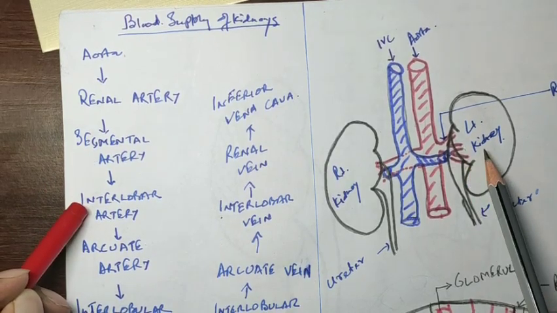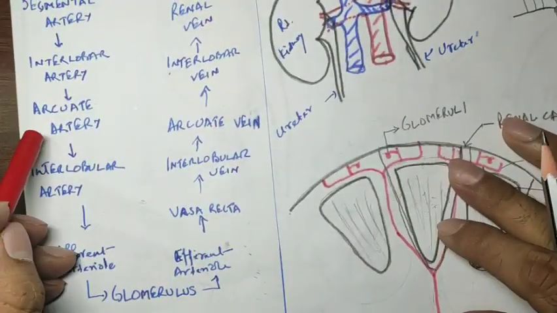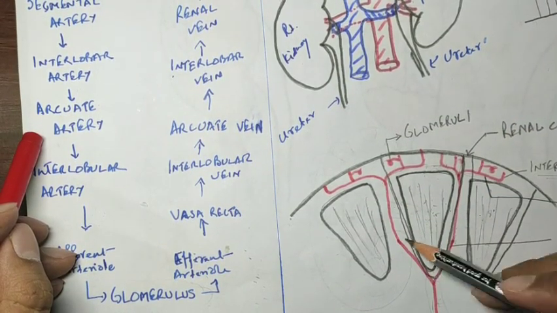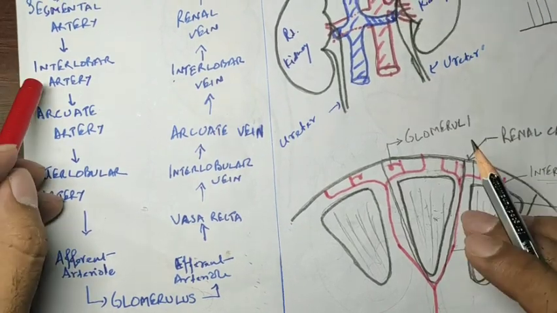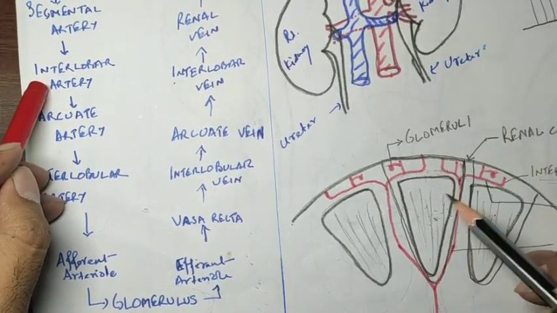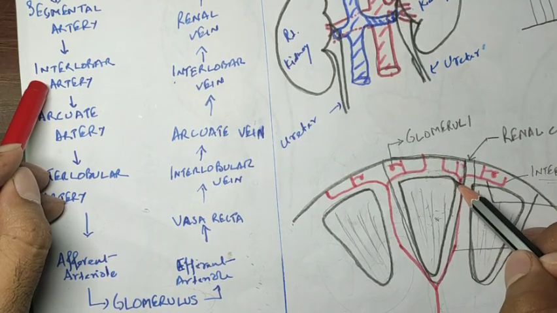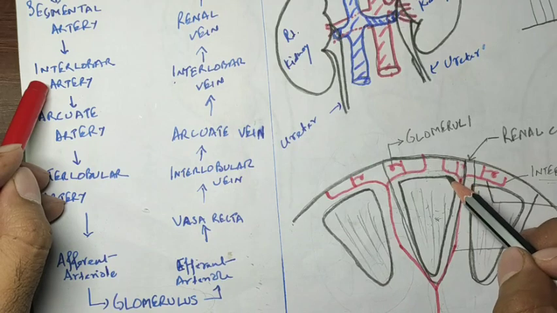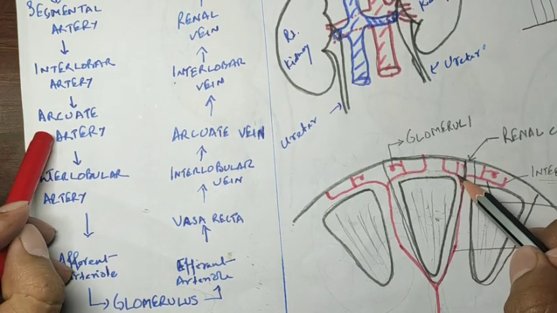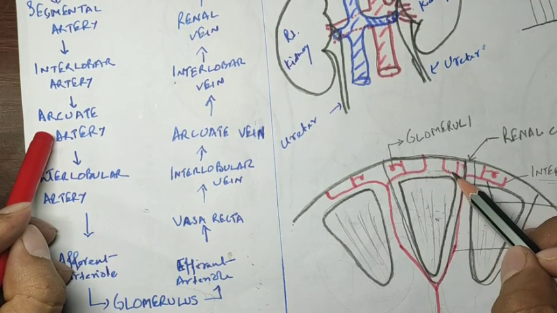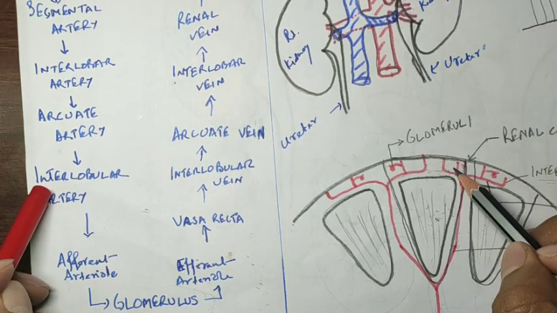Then these segmental arteries will approach the lobes, and they will send off branches in between the lobes, forming the interlobar artery. Then this interlobar artery will reach the base of the pyramid, and then they will divide dichotomously to form the arcuate artery. From the arcuate artery, they will give off smaller branches that will go between two lobules of a kidney. So it will be called the interlobular artery.